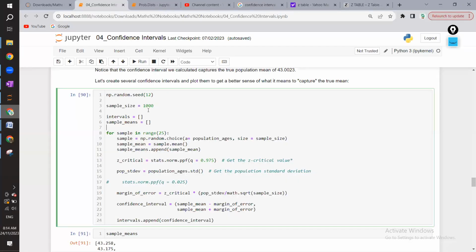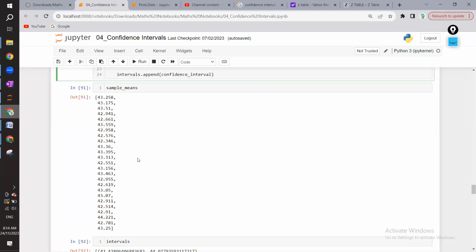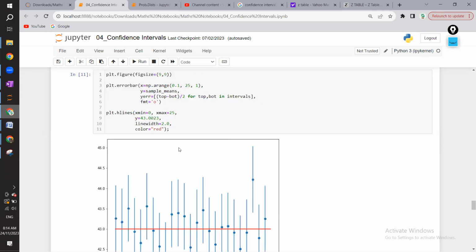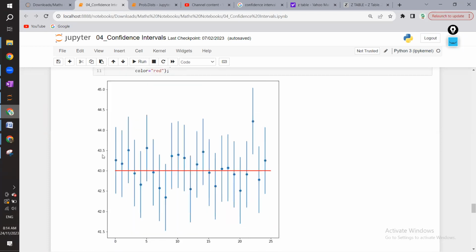Same thing is happening over here. You conducted it 25 times. Each time 1,000 samples. So you will have 25 intervals. 25 sample means intervals. And your goal is to capture the true population, but sometimes you can miss. That's fine. So here also you will see.